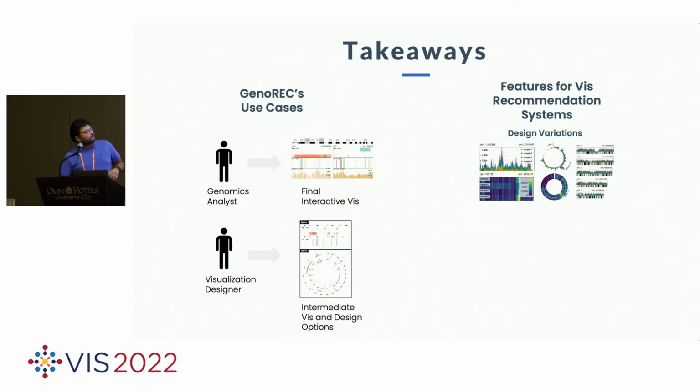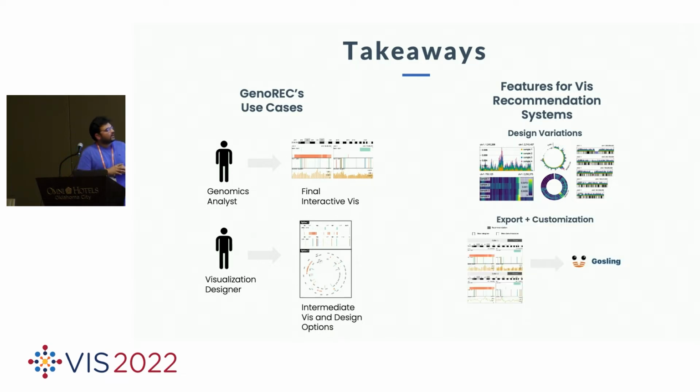One of the things that we learned during our interviews with our genomics analysts is that when we recommended design variations, they liked it because they could see some options that they were familiar with, and there's prior literature in recommendation systems that familiarity leads to more trust in the recommended outputs. And the final outcome that we want to highlight is that when we are recommending these visualizations, we want to focus on allowing users to customize, because visualizations have a lot of design aspects related to them, and we wanted to make sure that people can take our recommendation, customize it and use it in their own use cases.